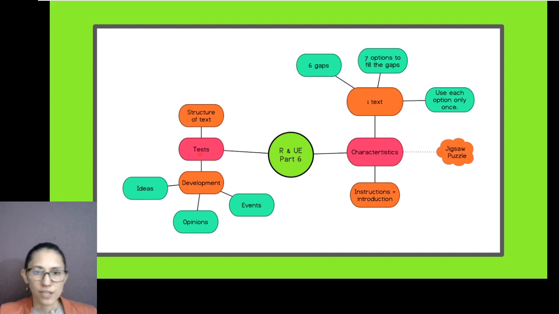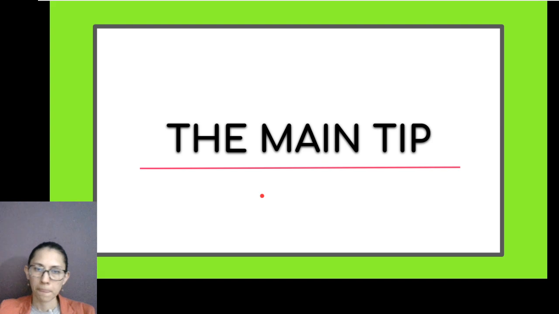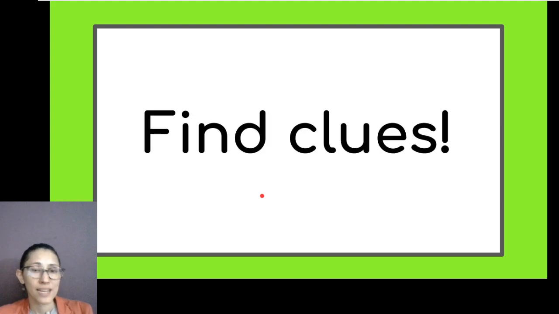Now, this exercise was created to test your understanding of the structure of a text and how the ideas, opinions, and events in a text are developed. The main tip actually is: find clues. As in any other jigsaw puzzle, you need to find some shapes and colors so you know how to match them and you know that that's the correct position. You can always go back, for example, to the box to see the whole picture and to say, oh, well, this is the one that's missing.